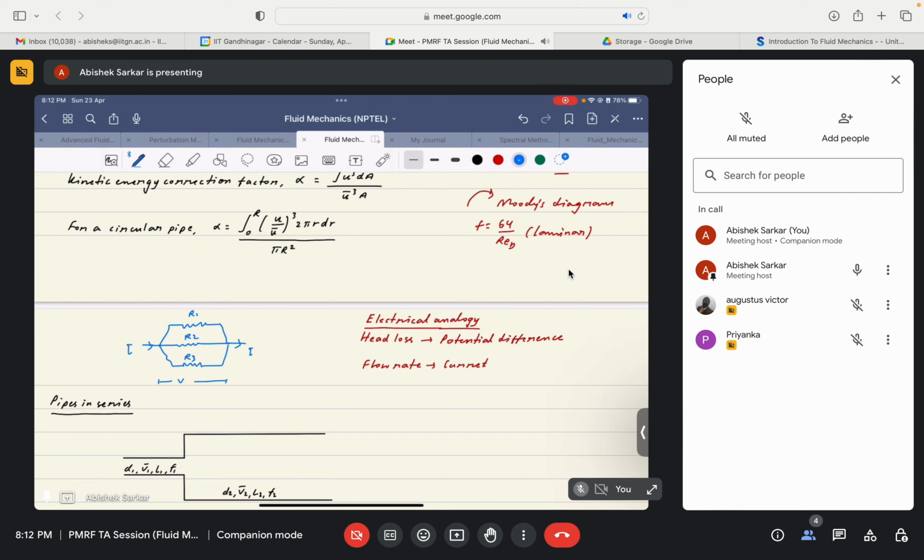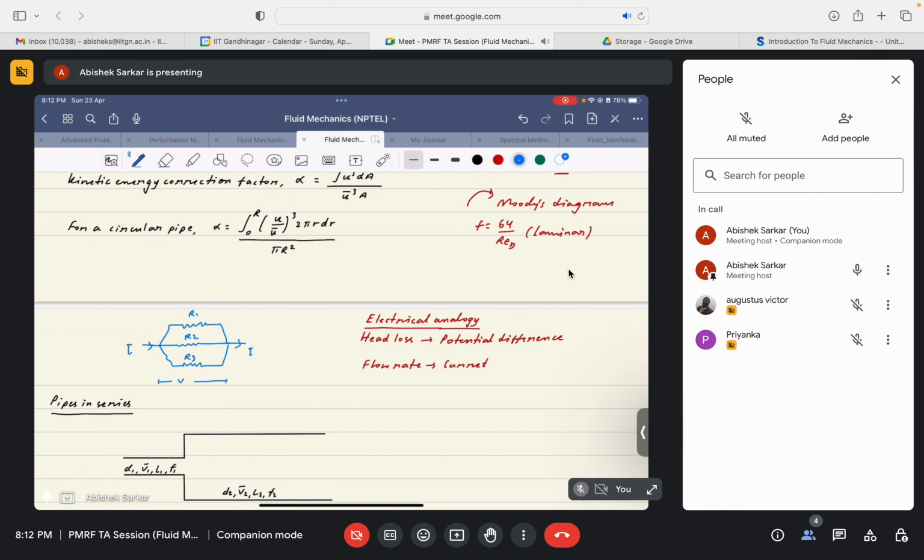So exactly similar to this, if we try to find an analogy, and we substitute current by volume flow rate, and voltage by head loss HF, the same concept could be used for pipes connected in series and parallel.